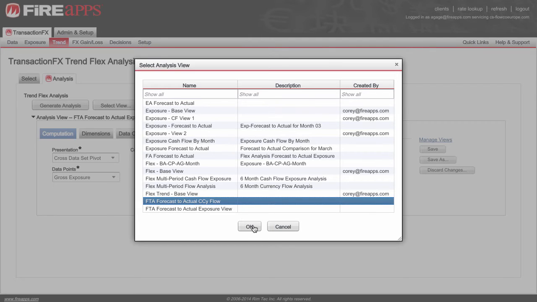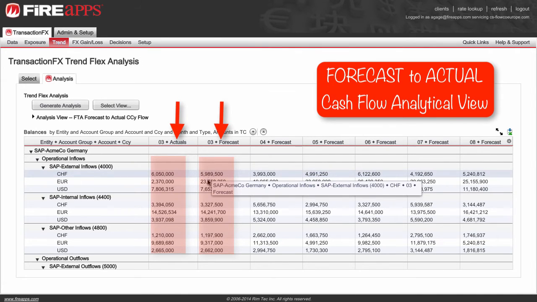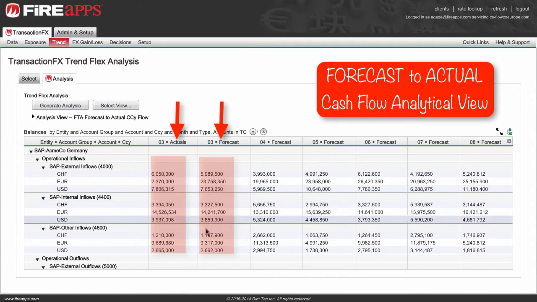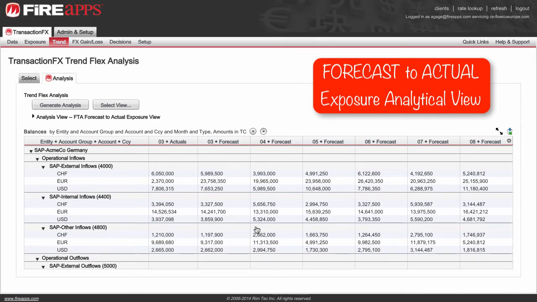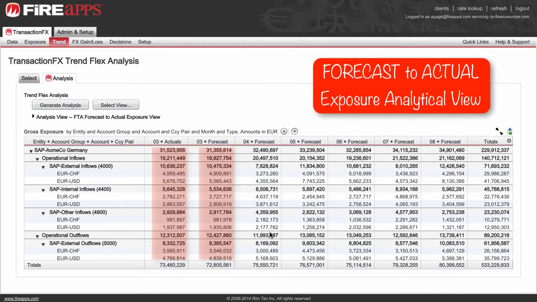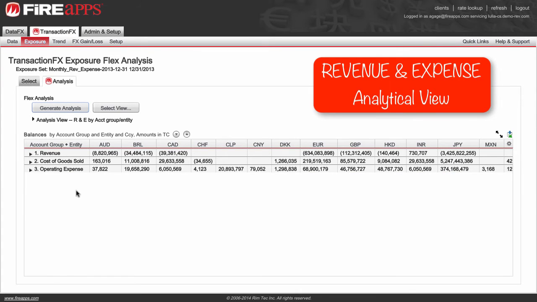By generating the analysis, you see the same 6-month horizon with a comparison of forecast versus actual, in this example for March. Within this same analytical view, you have the ability to regenerate the analysis using the same data and switch from analyzing cash flow to the forecast of exposure versus actual exposure view. After examining cash flows and high-level mapping of forecasted cash flows versus actuals, with FiREapps, you have the ability to do a detailed analysis of actual exposures or actual currency flows through your income statement.